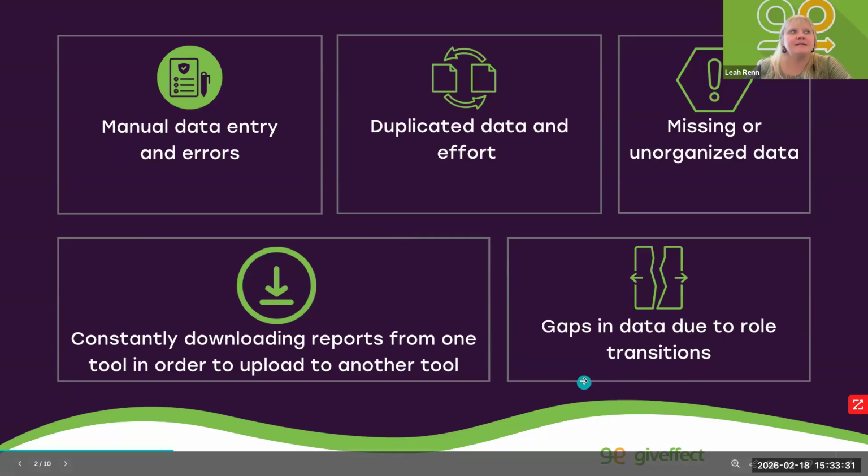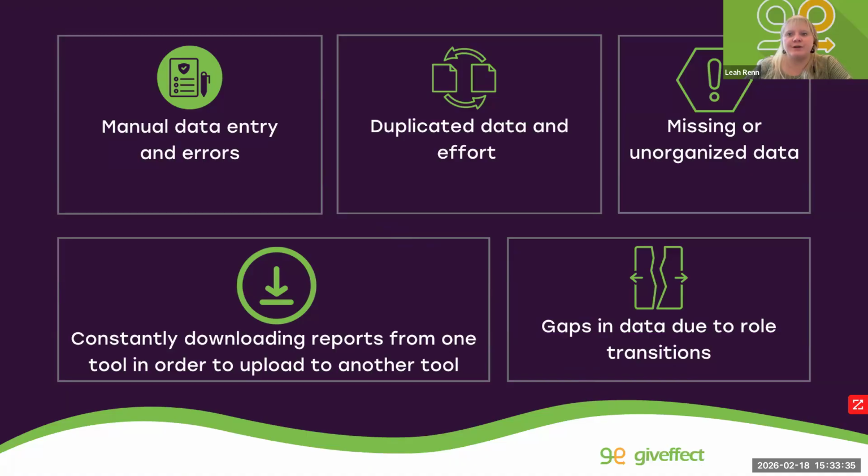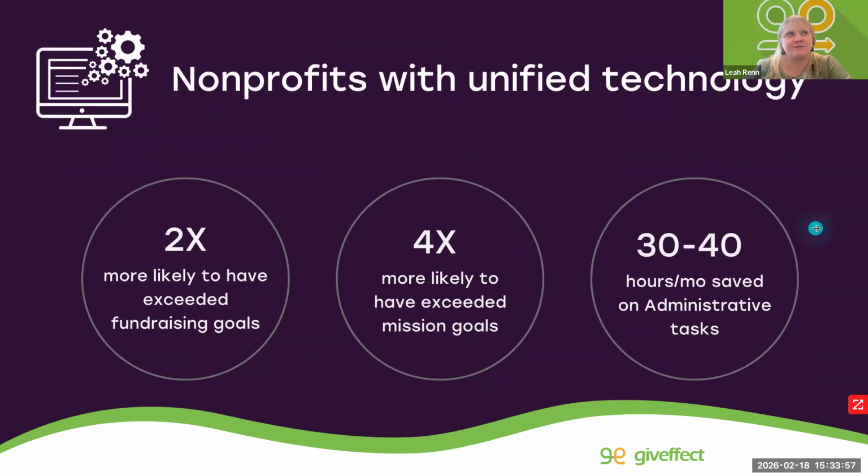And then, of course, gaps in data due to role transitions. We're in the nonprofit world, we're in the business world, right? People leave and you have gaps. And when people leave, there is that gap of data, all right? The transition doesn't happen as smoothly as it needs to, or whatever it may be, there's going to be gaps in data. And that's why Giveffect is there to really help provide that unified technology system, right?